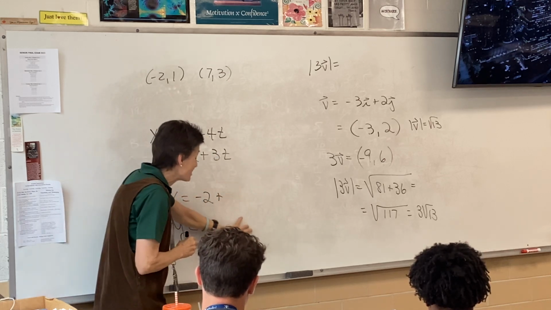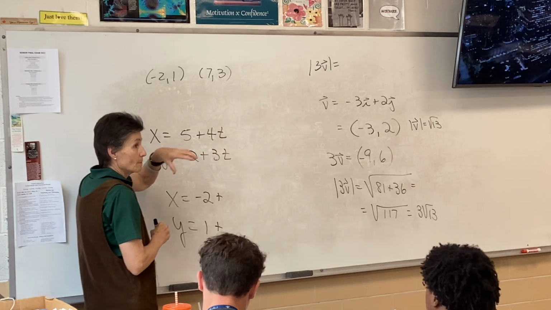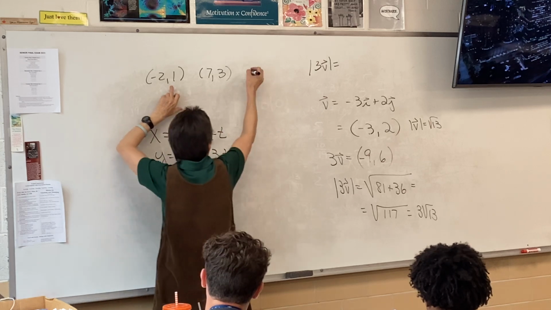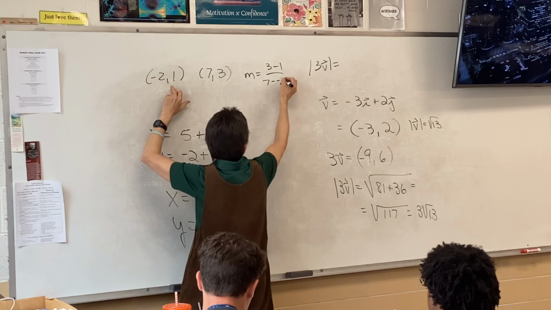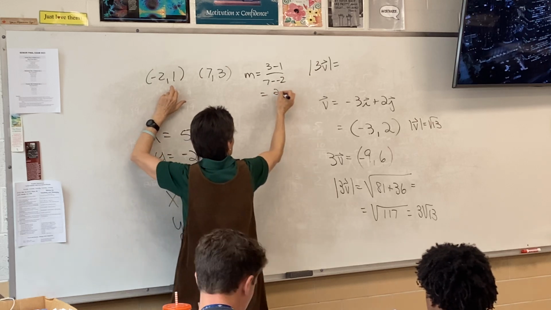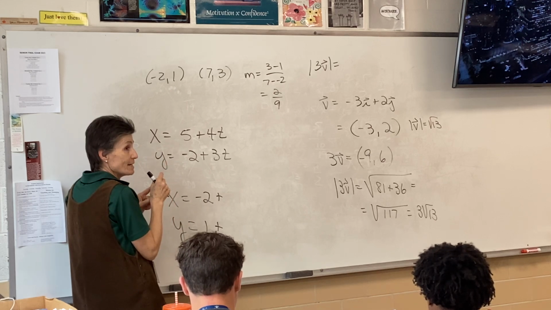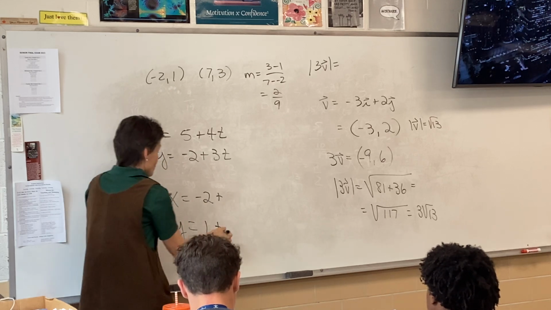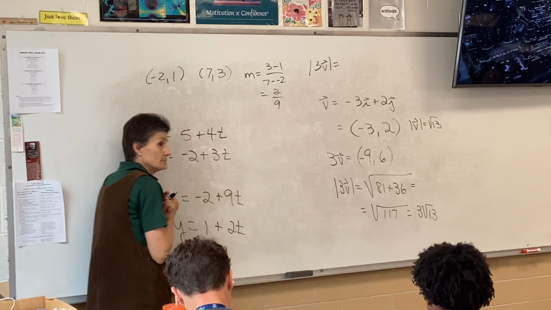Now, how am I going to find this part right here? Well, I'm going to have to find my slope. So what's my slope? 3 minus 1 over 7 minus negative 2. So 2 over 9. Now again, be careful. The 2 is the y. So you're going to have 2t and 9t.